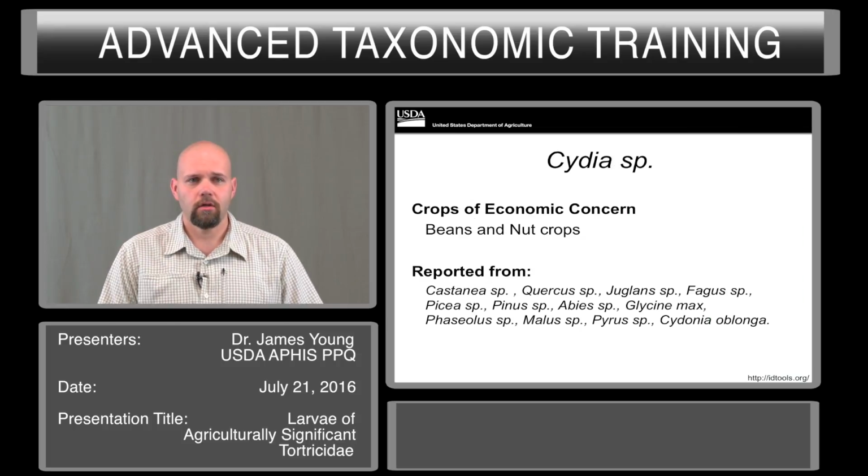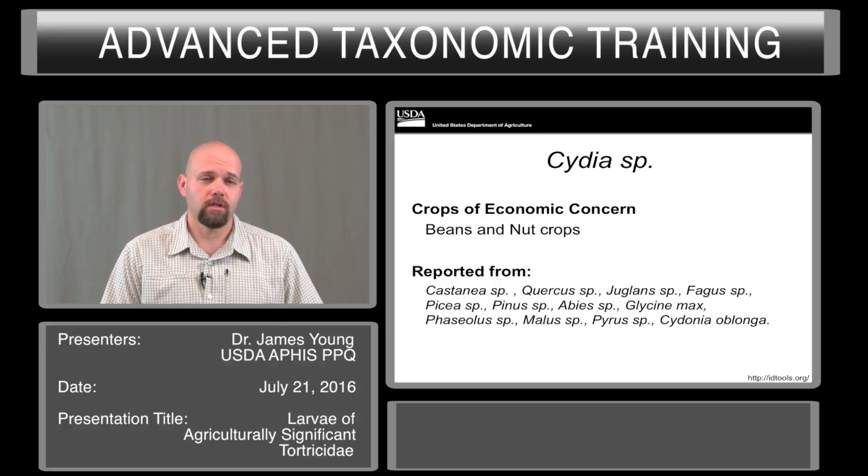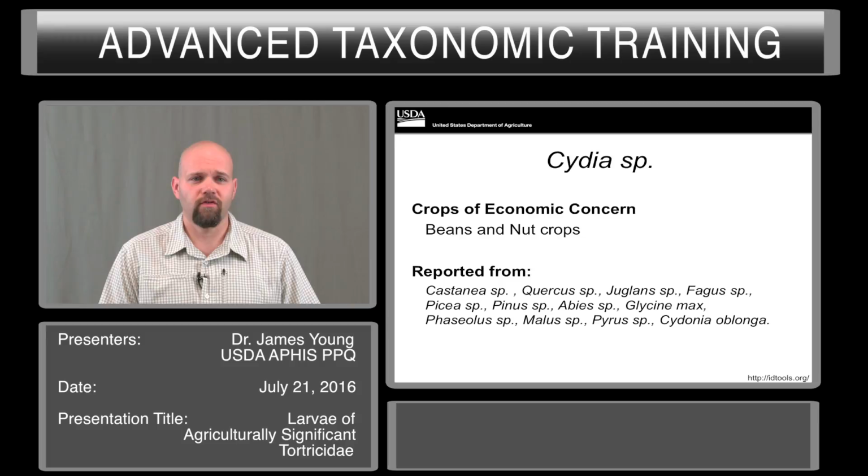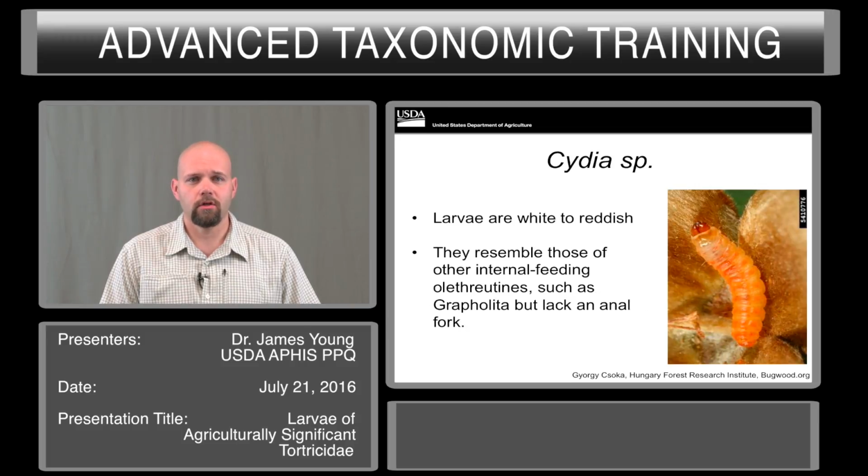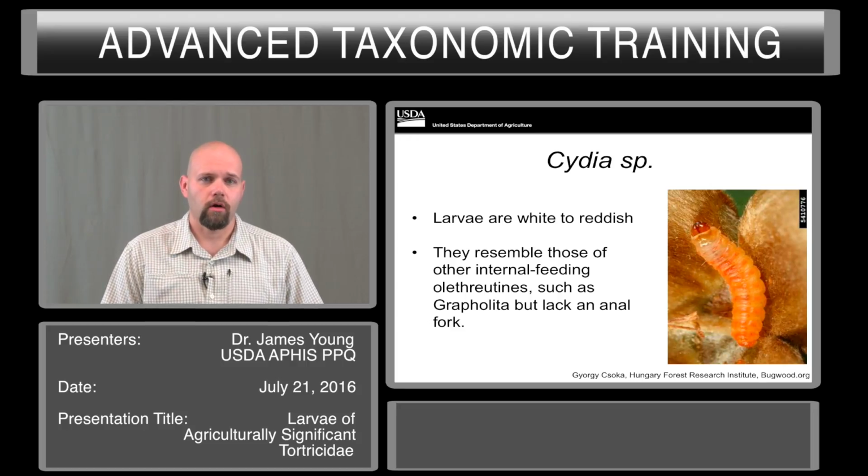The genus Cydia includes many pests of concern of beans, nuts, and fruits. We intercepted this species mostly in nuts, chestnut, and oak. However, it is found in apples and pears quite frequently. The larvae are traditionally white to red, and they resemble many other species, but they lack an anal fork.